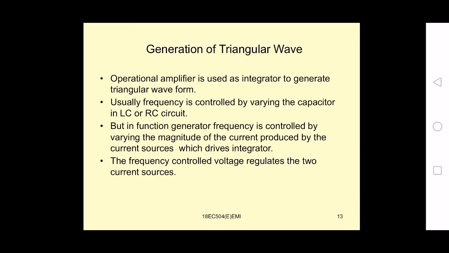So how are we generating a triangular waveform? An op amp is used as an integrator to generate the triangular waveform. Usually the frequency is controlled by varying either the capacitor in an LC or RC circuit, but in a function generator the frequency is controlled by varying the magnitude of the current produced by the current sources, which drive the integrator. The frequency controlled voltage regulates the two current sources, that is, the upper and lower current sources.